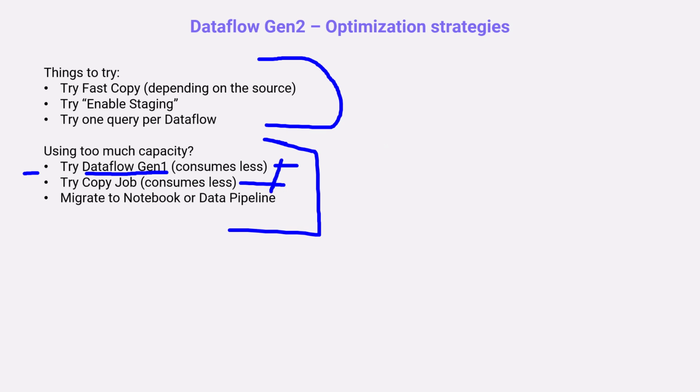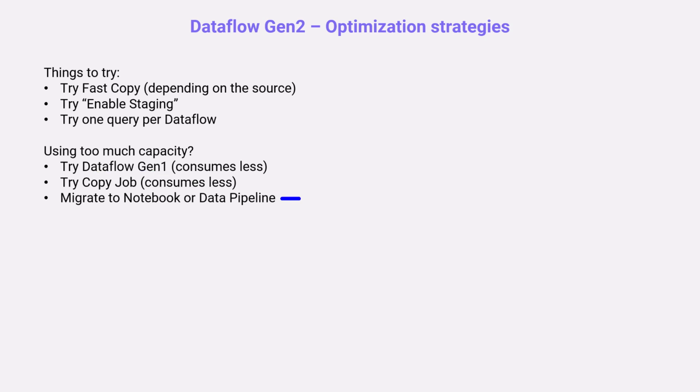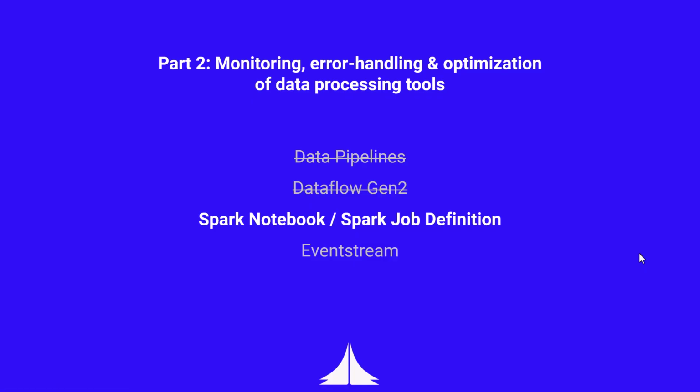Now, these are just anecdotal performance benchmarks, but in the future, I'll be doing a lot more analysis of the capacity consumption of all these different things. This is just from what I've read and experimented with myself briefly. Then I would argue the notebook or the data pipeline is always going to be a better choice. If you have those skills available to you in your organization, I'd recommend using a data pipeline or a notebook or both.